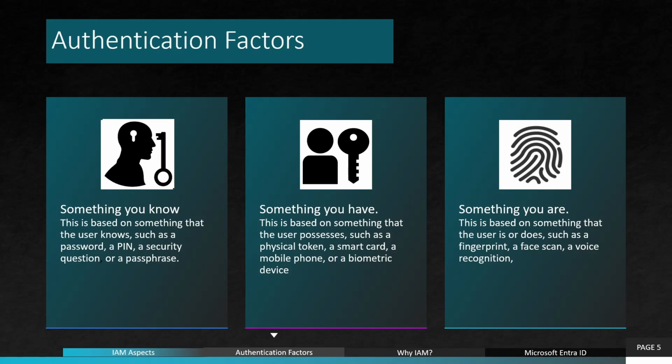This type of authentication is the most common and easiest to implement, but also the most vulnerable to attacks such as phishing, brute force, or guessing. Then that takes us to the next kind of authentication factor, which is something you have. Something you have authentication is based on something that the user possesses, such as a physical token, a smart card, a mobile phone, or a biometric device.